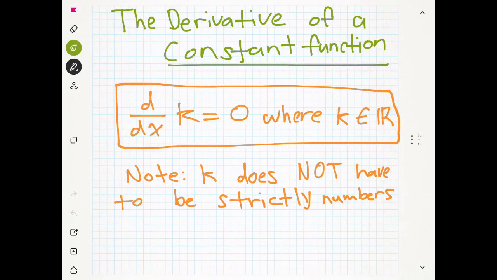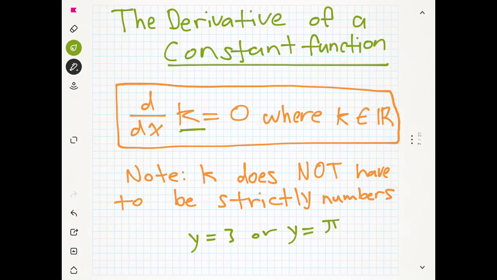All right, so the derivative of a constant function. This is the first rule. A constant function is represented by k. A constant function can be, for example, y is equal to 3, or y is equal to pi, because pi represents 3.14. So a constant function is just a number. It doesn't have to be a whole number, just a number.